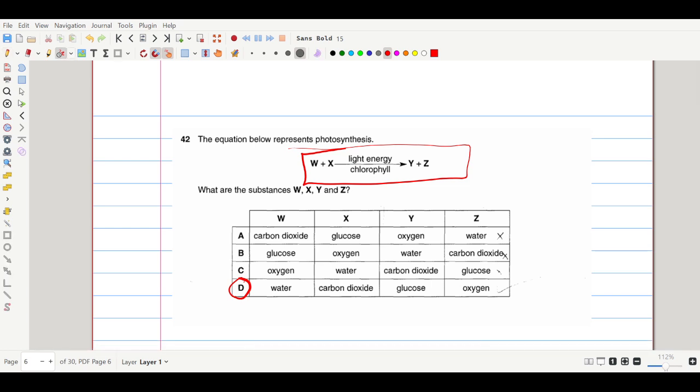Because this is an equation, the stuff on the left hand side is going to be called reactants, and the stuff on the right hand side is going to be called products. So from the get-go, we should know that the left hand side is the reactants and the right hand side is the products.